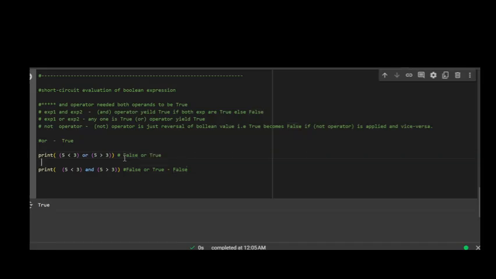False or true is what? This is also true, right? 5 greater than, so now I got false in the first expression. Now, with or, is there a possibility to come true? Yes, there is a possibility if the next expression becomes true. So it will evaluate the next expression. 5 greater than 3, true, and the result is true.